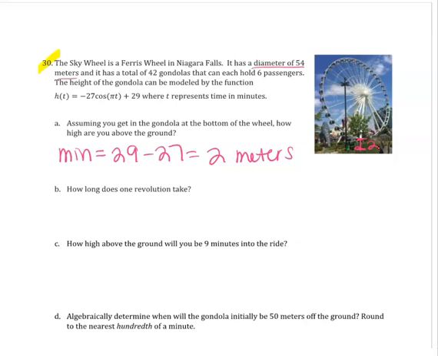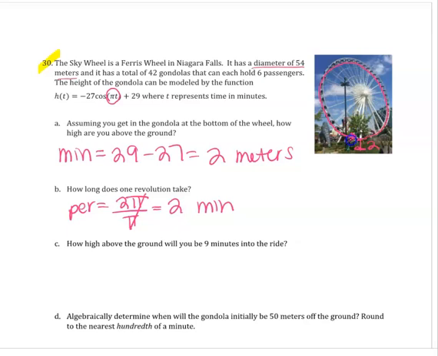Well, they told me, where was it? Oh yeah, the period is related to the frequency, right? Period is equal to 2 pi divided by the frequency of pi. So this is a 2-minute revolution. So that means going all the way around from start to finish is going to take you 2 minutes.